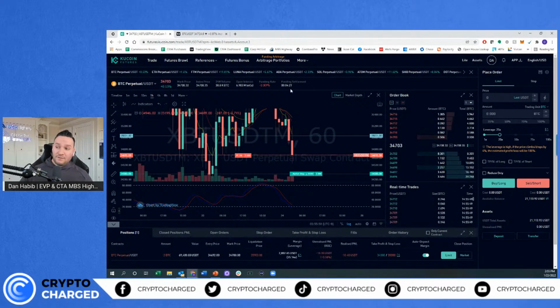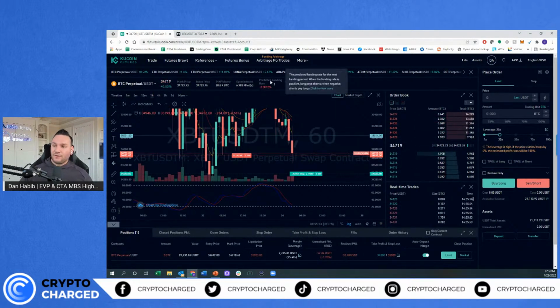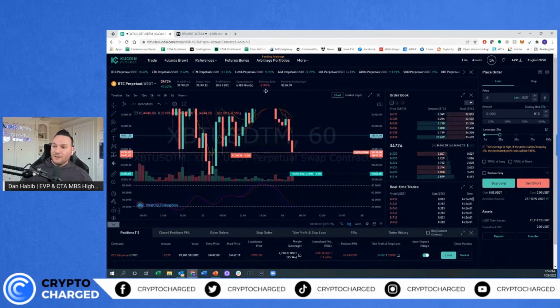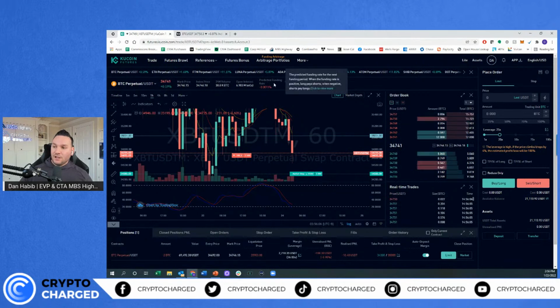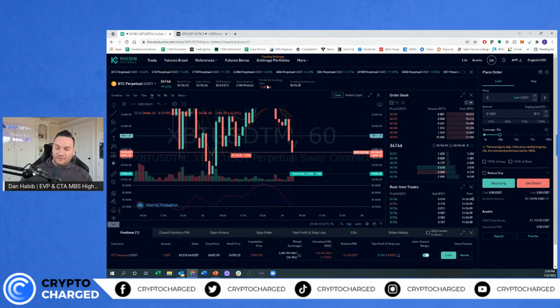But in about 4 minutes and 20 seconds, this is going to reset. And if you hover your mouse over it, it actually shows you what the predicted funding rate is. And this will show you that it's 0.00012. So it's a little bit lower. It's actually going more towards parity. And the fee is not going to be very significant.